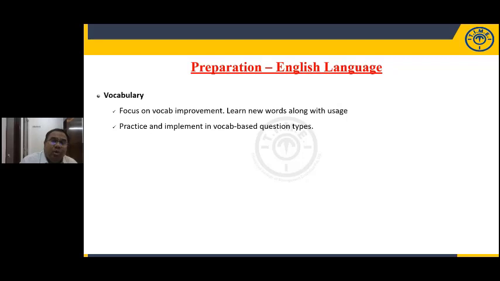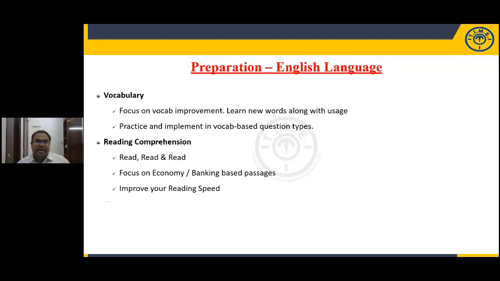If it is a noun, what is the usage? If it's an adjective, what's the usage? You have to focus more on usage rather than knowing the meaning of the word, right? So learning words is important, but the usage part you have to learn and implement in those question types. I told you, word interchange, word replacement, word usage, fill in the blanks. You have to take up those question types and solve them.